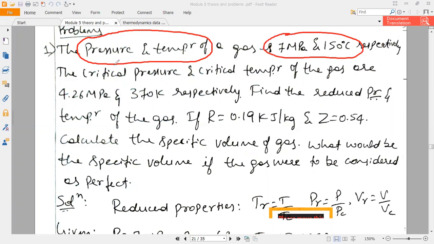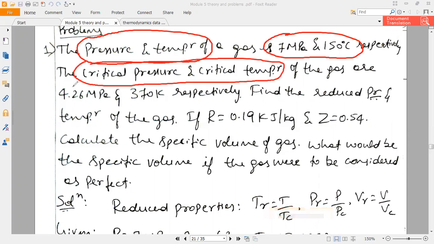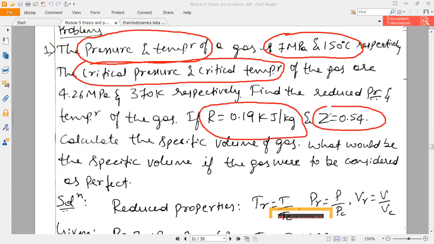But in most problems, the critical pressure and critical temperature they won't give. But in this problem, the critical pressure and temperature are given, as well as the R and Z values. That is, the compressibility factor value is also given. So this is a very simple problem compared to the other problems.